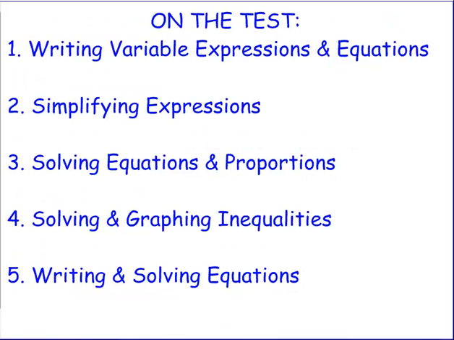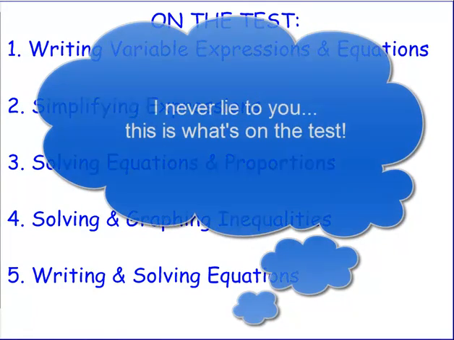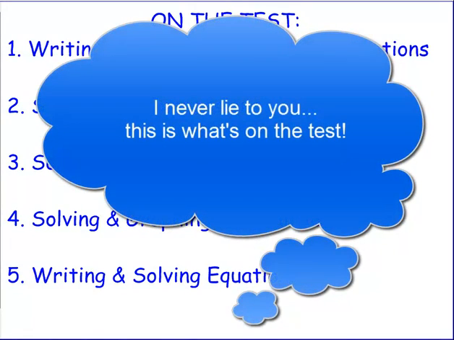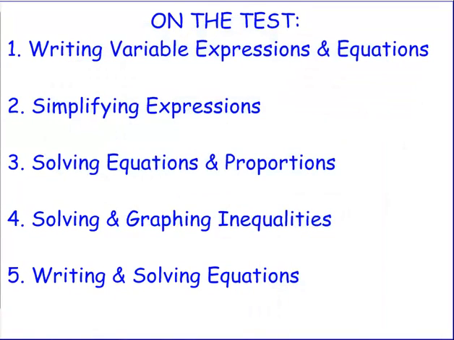On the test, what you should look for on this Unit 1 test is basically 5 types of problems. We'll be writing variable expressions and equations, which I'll give you an example of, as well as simplifying expressions. Again, maybe it's distributive property or combining like terms or even some multiplication or exponent rules. Solving equations and proportions, solving and graphing inequalities where we have a number line and we have an infinite number of solutions. And then, of course, writing and solving equations, either just solving regular equations or even writing and solving equations with the word problem.